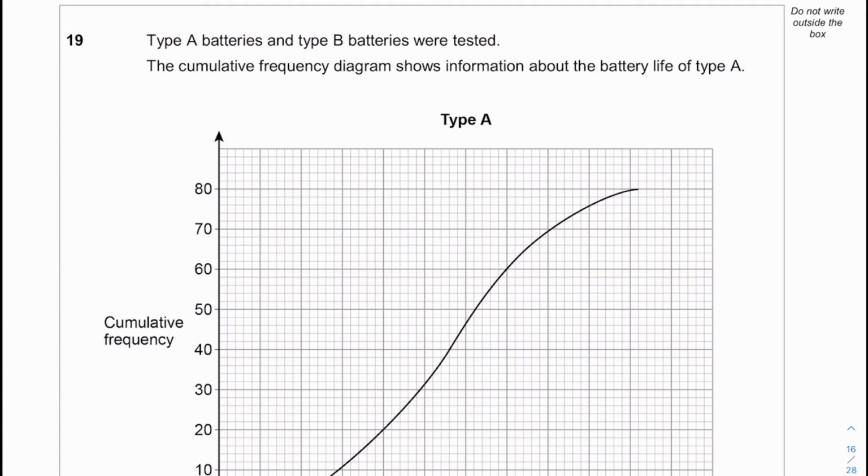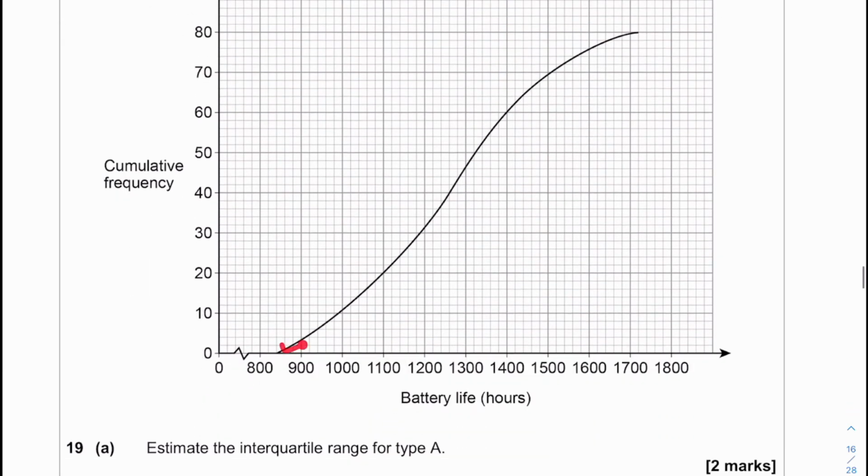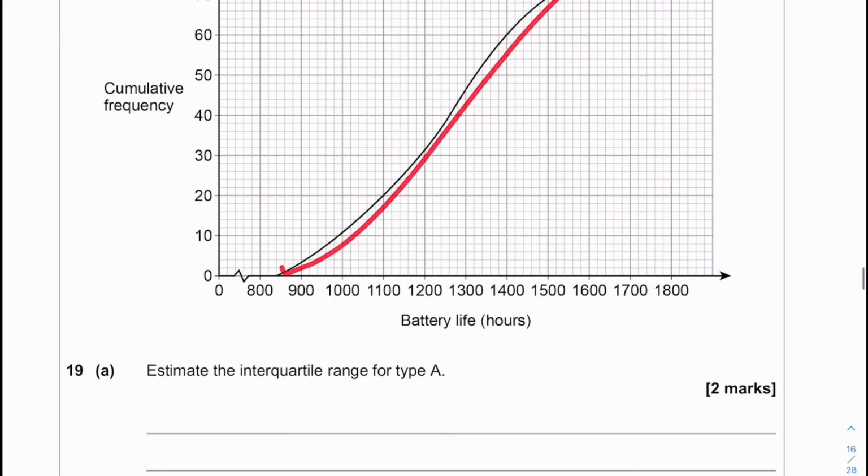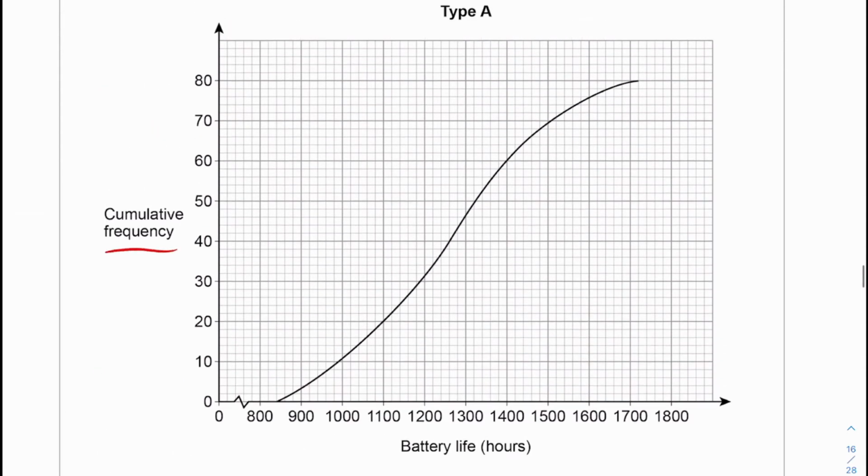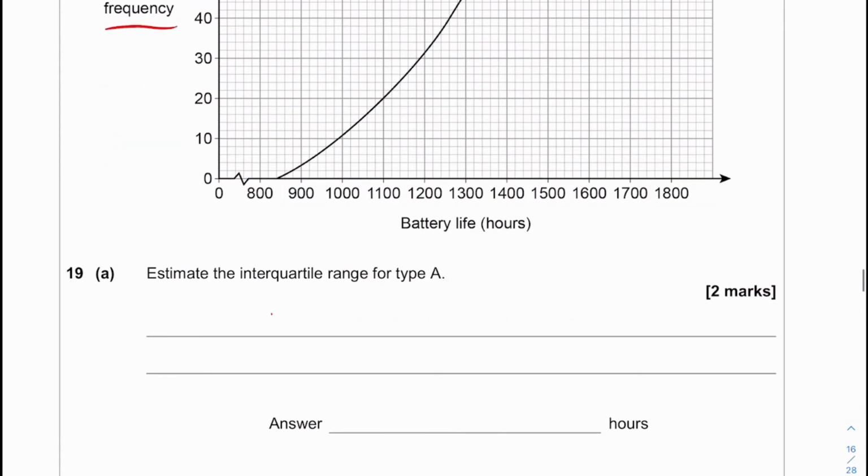Question 19, we're told type A batteries and type B batteries were tested, and the cumulative frequency diagram shows information about the battery life of type A. So this is our diagram here. We then need to estimate the interquartile range for type A. So if we look at the cumulative frequency column, we can see that there are in total 80 data entries. So if we divide 80 by 4, we are left with 20.